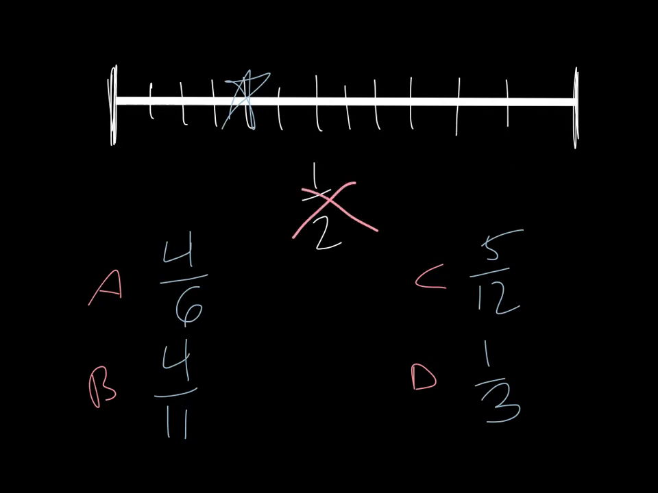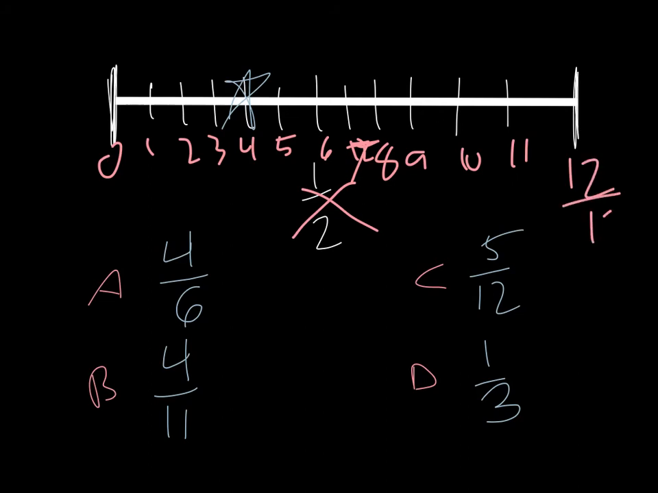So then I count 0, 1, 2, 3, 4, 5, 6, 7, 8, 9, 10, 11, 12. 12 being my denominator for all this. So I'm looking for 4/12. And they haven't done it. They've done it again. They haven't given me my actual answer, so I know one of these is equivalent.